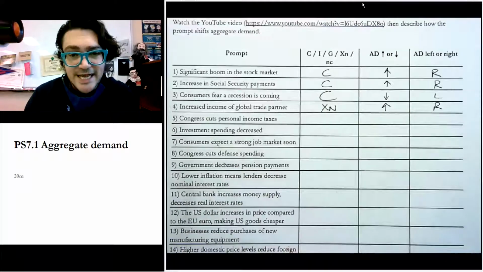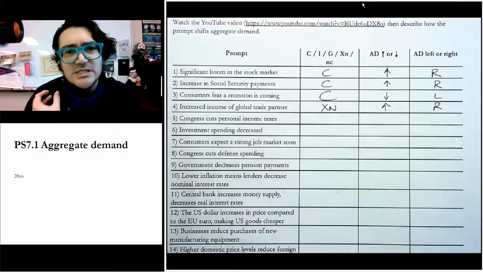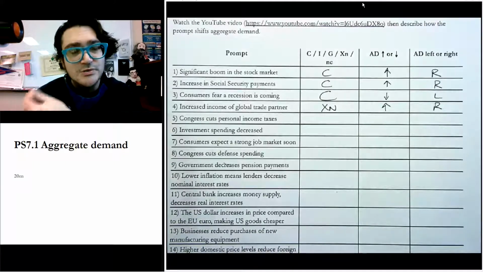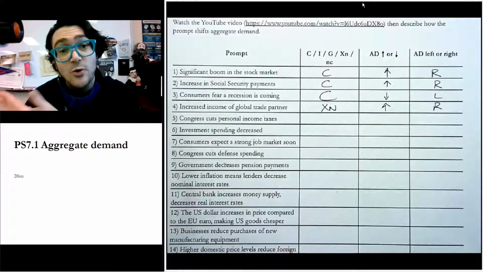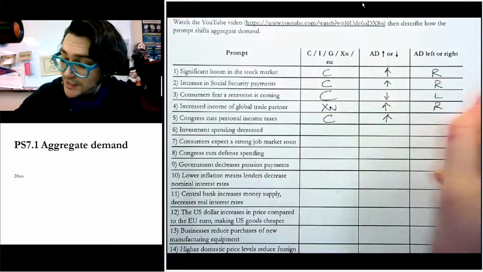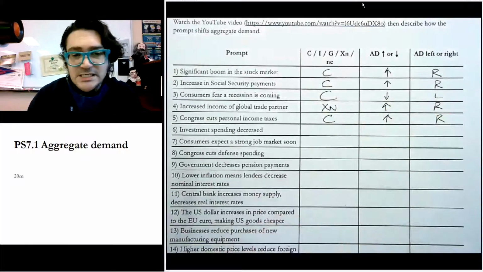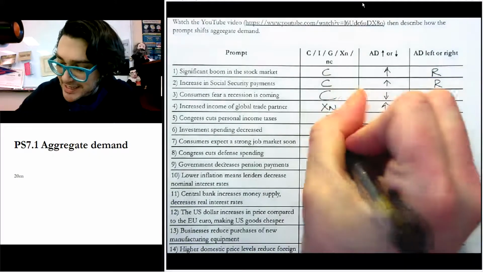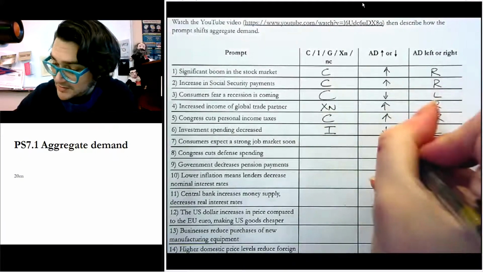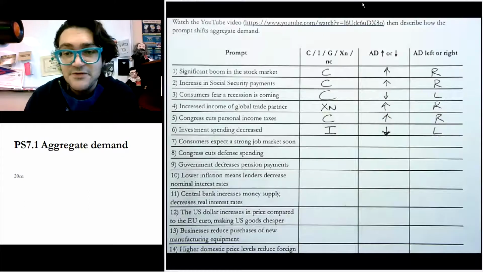Congress cuts personal income taxes. Again, this is tempting for some students to say it's government spending, but it's not. They're not spending anything. They're just cutting the tax rates on consumers, personal, meaning consumers and households versus corporate. So this is going to affect consumption spending, and it's going to increase it, moving it to the right. Investment spending decrease. Hopefully that's kind of an easy one. That's an I, a decrease, and to the left. Let me make that a little clearer: I decrease to the left.